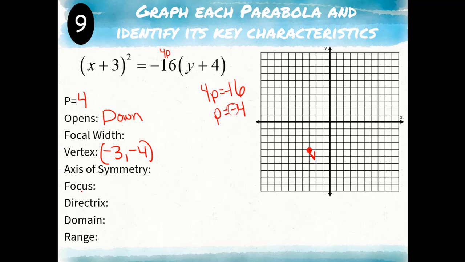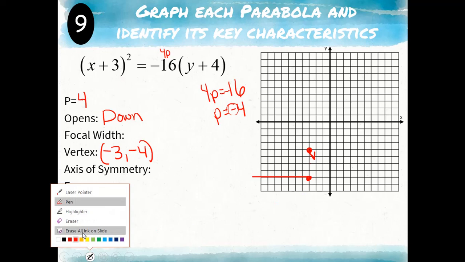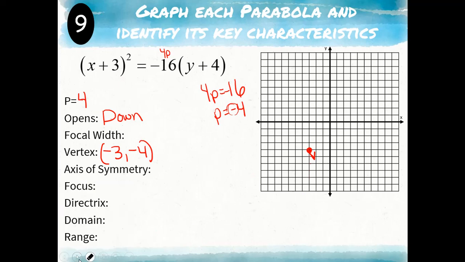My focus then, I'm going to follow my instructions. I'm supposed to go 4 down to find my focus. So I'm going to go 1, 2, 3, 4. Whoops, sorry guys. My pen decided to go wonky on me there. So 1, 2, 3, 4. No, that's not right. 1, 2, 3. Yeah, it is. There we go. So right there's my focus. That ordered pair will be negative 3, negative 8, it looks like.